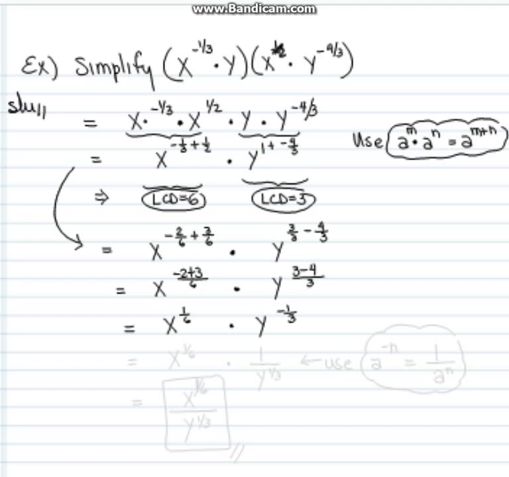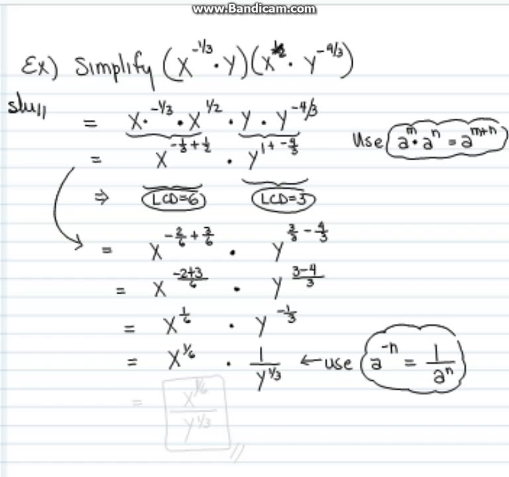And of course we don't want to leave any negative exponents, so we're going to bring down the equal sign, bring down x to the 1 over 6 times, instead of y to the negative 1/3, it's going to be 1 over y to the positive 1/3. So that uses the rule that says a to the negative n is equal to 1 over a to the positive n. When you flip it upside down, the sign on the exponent changes.